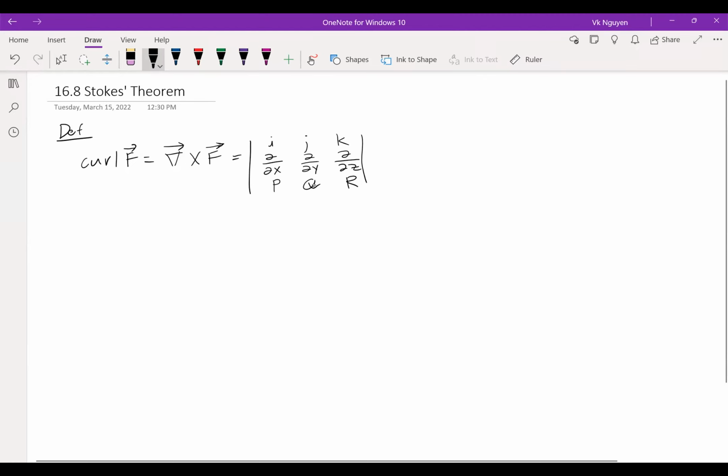Okay, this curl F just describes how the vector field rotates along an axis.